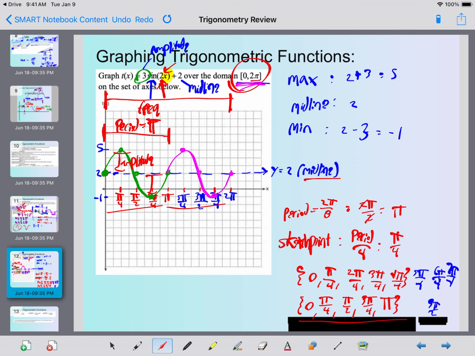Frequency would be 2 out of 2 pi, which is just 1 over pi. Remember what I said before: isn't frequency just the reciprocal of the period? That's 1 out of pi. Okay.